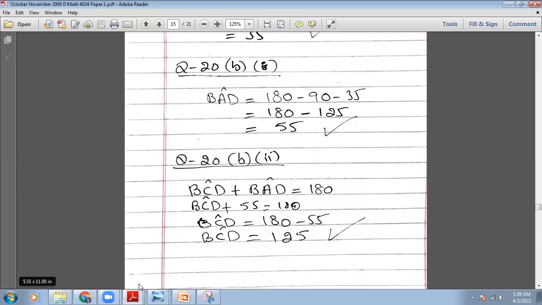we call it angles in the opposite segment are supplementary. Angles in the opposite corners are supplementary. So angles in a cyclic quadrilateral are supplementary, opposite corners, I mean. Technically, we say angles in the opposite segments are supplementary. So the angle BCD plus BAD will be equal to 180. So the BCD plus BAD angle, I already know is 55, equals 180. So BCD will be 180 minus 55, and the BCD will be 125.